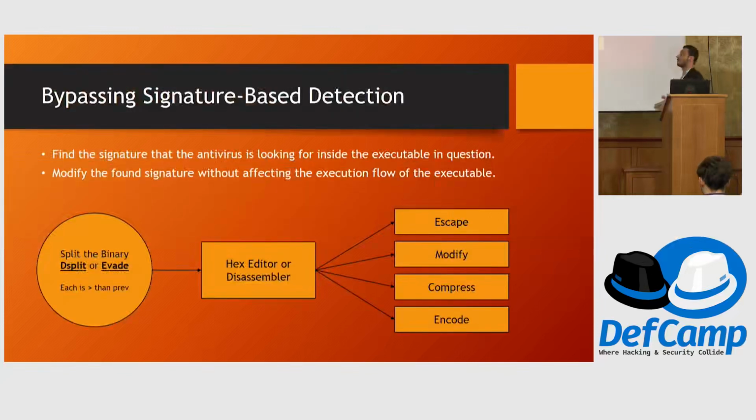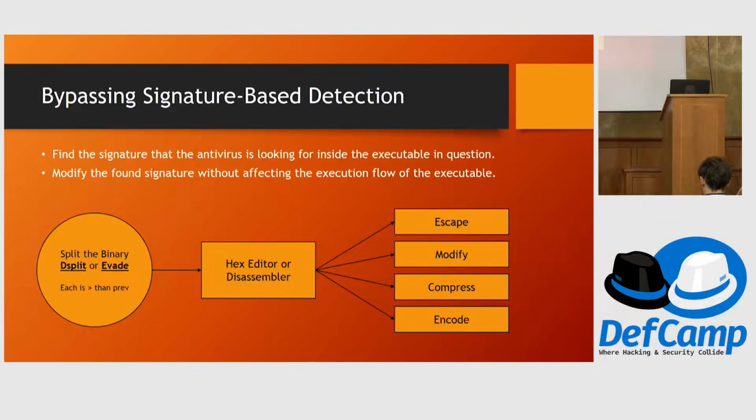So how can we bypass signature-based detection? Actually, that's pretty simple if we are only bypassing signature-based. We need to find the signature. Where is the signature inside the executable itself? And there are a lot of tools. Actually, most of them are in Kali Linux already. So we have dsplit and evade.